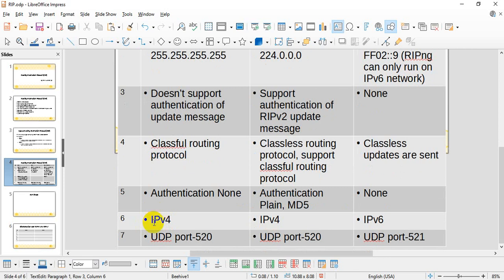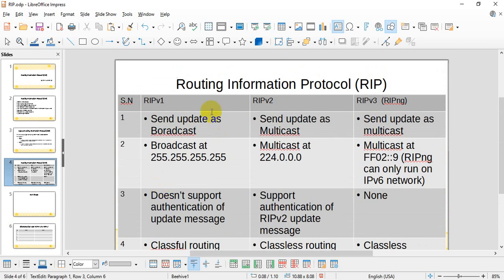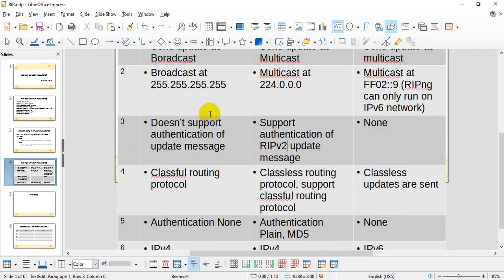And both RIP version 1 and RIP version 2 are supported by IPv4, but IPv6 is only supported by RIP version 3, RIPng. And as you know, both RIP version 1 and RIP version 2 use UDP port 520, okay. And only RIP version 3, RIPng, uses UDP port 521. This is the comparison between the Routing Information Protocol versions, okay.